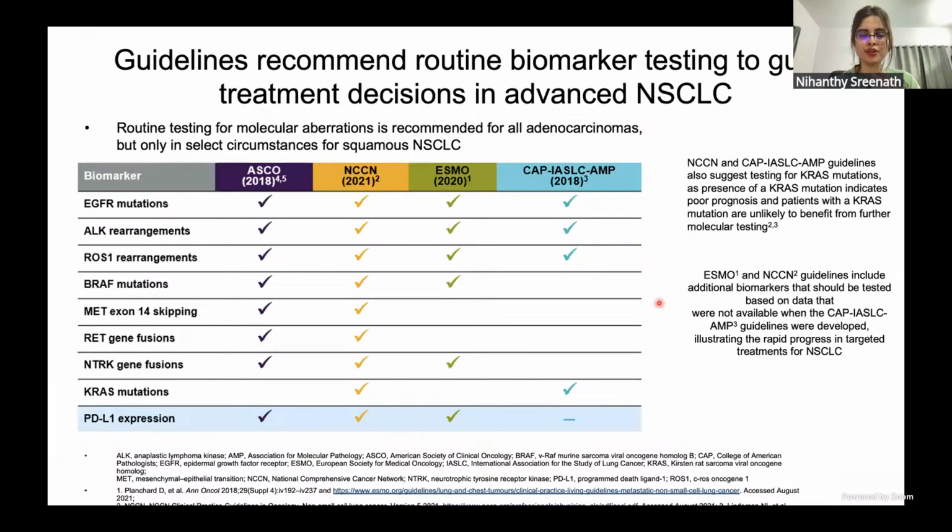Because of which various guideline recommendations have come, let it be ASCO, NCCN, ESMO or even the CAP guidelines. We have various testing from 8 gene panel, 12 gene to 18 gene. But at least the basic which a patient, either locally advanced or metastatic, should undergo is EGFR, ALK, ROS, the BRAF mutation, MET exon skipping, RET, NTRK, KRAS, and an important one is PDL1 expression also.